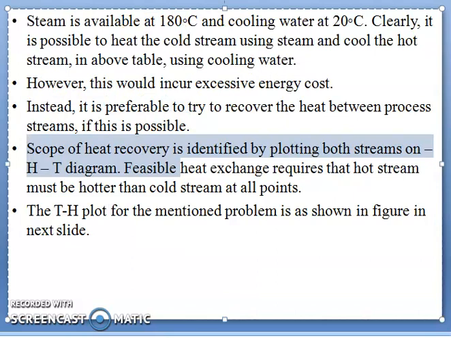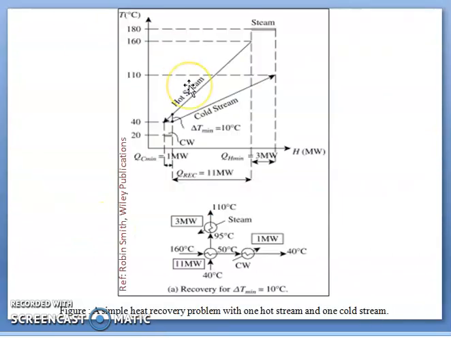Scope of heat recovery is identified by plotting both streams on the HT diagram, that is H on the x-axis and T on the y-axis. The feasible heat exchange requires that the hot stream must be hotter than the cold stream at all points in this TH diagram or HT diagram. The HT plot for the mentioned problem is as shown in this figure.